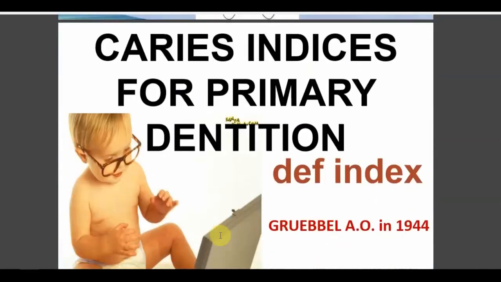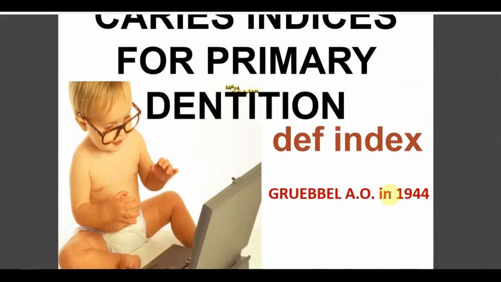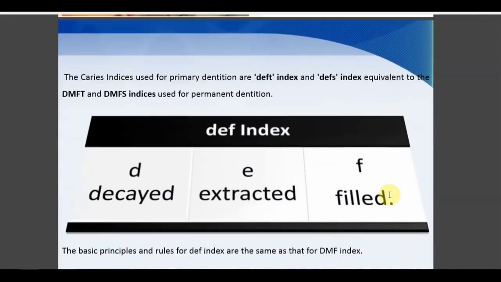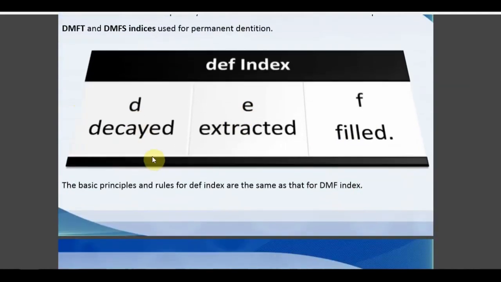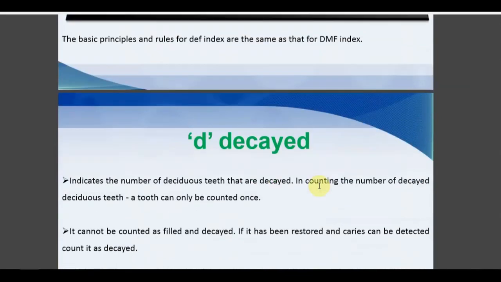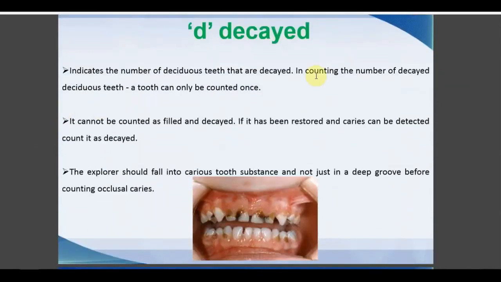Now, caries indices for primary dentition. This is what I was mentioning: the DEF index, given by Gruebbel in 1944. This is just another version of DMFT. So the deft index or defs index is equal to DMFT or DMFS: d for decayed, e for extracted, f for filled. The basic principles and rules of the defs index are the same as uppercase DMFS or DMFT. d indicates the number of deciduous teeth that are decayed. In counting decayed deciduous teeth, a tooth is counted only once, just like capital DMFT. It cannot be counted as both filled and decayed. If it is restored and caries can be detected, it is decayed, because caries has more weightage. The explorer should fall into the caries pit substance, not just the deep groove, before counting occlusal caries.